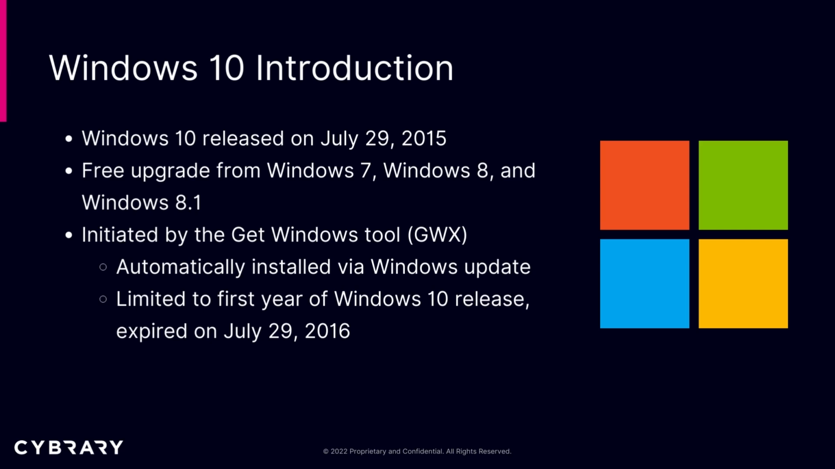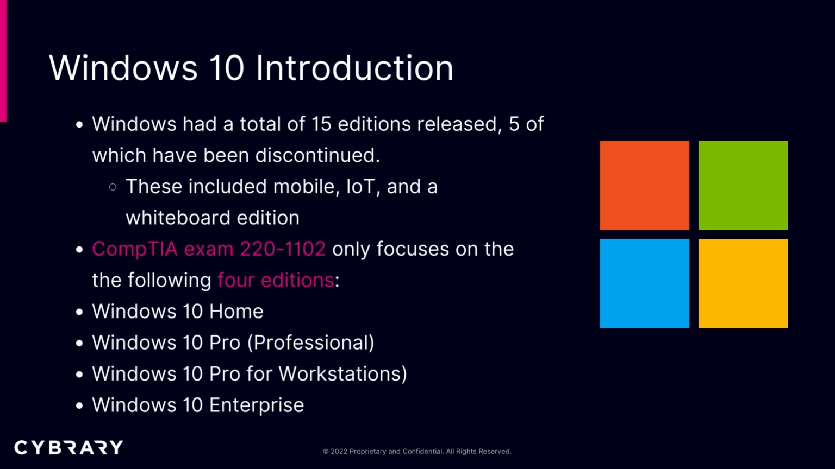Windows 10 was released on July 29th, 2015. It actually was a free upgrade from Windows 7, Windows 8, and Windows 8.1. This upgrade was initiated by the Get Windows tool, which was the GWX tool. So basically, what this tool did is it automatically updated you to the Windows 10 platform. It automatically installed via the Windows Update, and it was limited to the first year of Windows 10 release, and that expired July 29th, 2016. So you had a whole full year to upgrade free of charge to the Windows 10 platform.